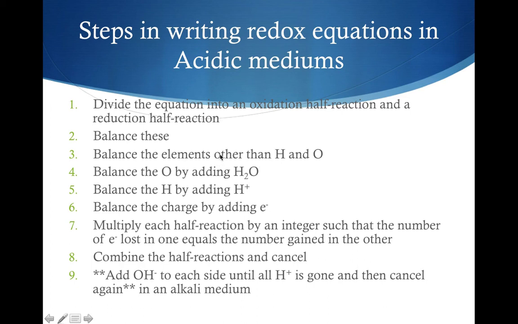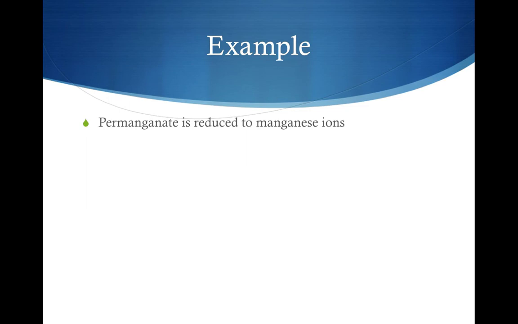We then balance any element we've got other than hydrogen and oxygen. Then to balance oxygen, we add water. To balance hydrogen, we add hydrogen ions. And then we balance the charge. So let's look at an example, okay, because it's much easier to see in an example.